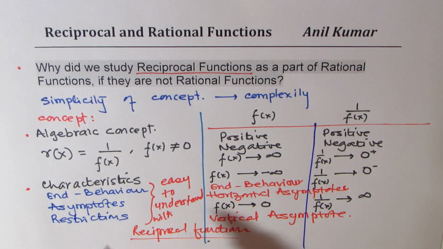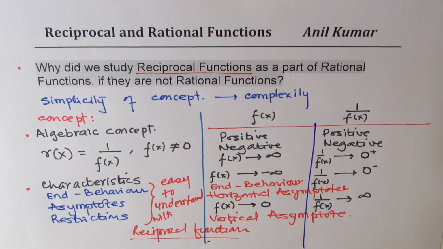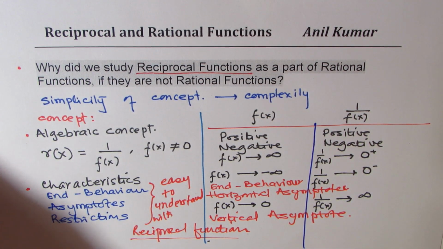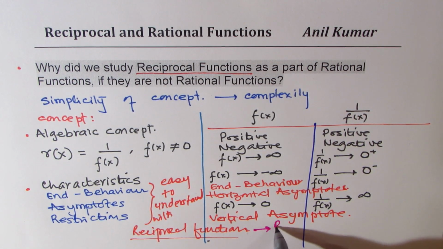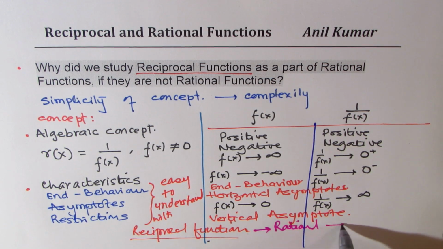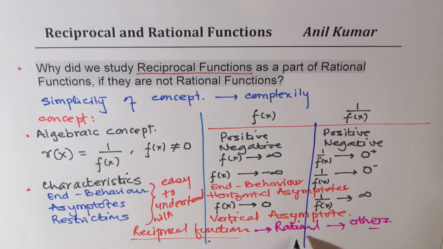And this will first apply to rational functions, and then we could apply to other functions also. Do you understand? So this base could be applied to rational functions and then to others. So the first unit which you learn after reciprocal is rational functions, and then you're going to apply the same concepts to reciprocal of sine function, reciprocal of logarithmic functions, reciprocal of other functions. I hope that makes sense now, right?